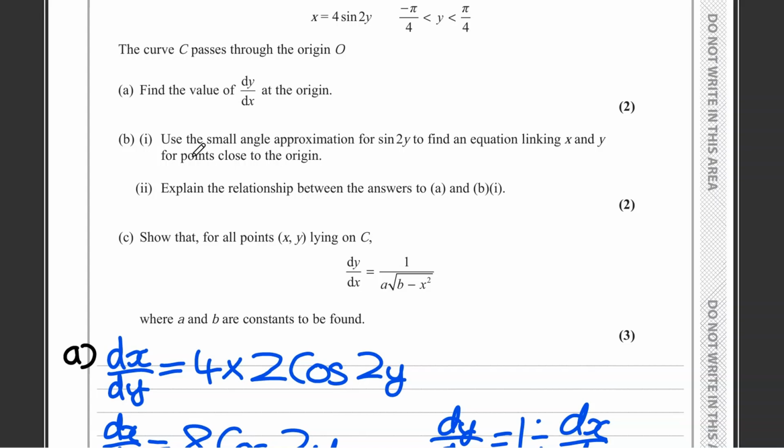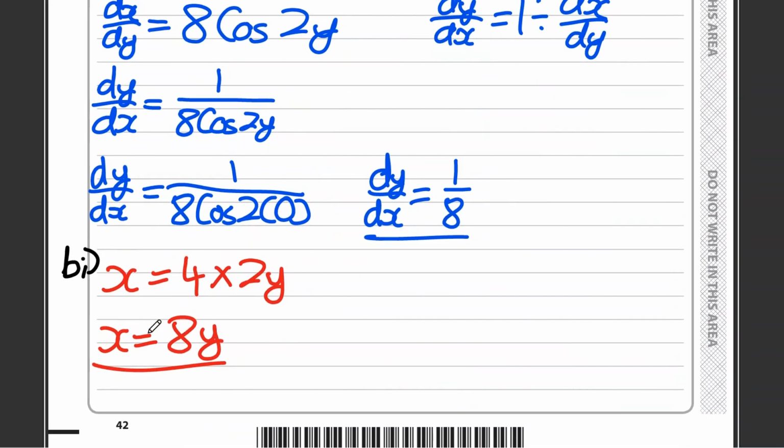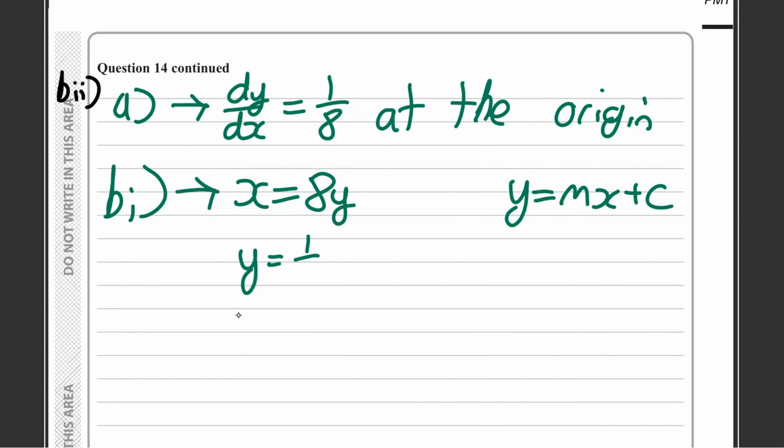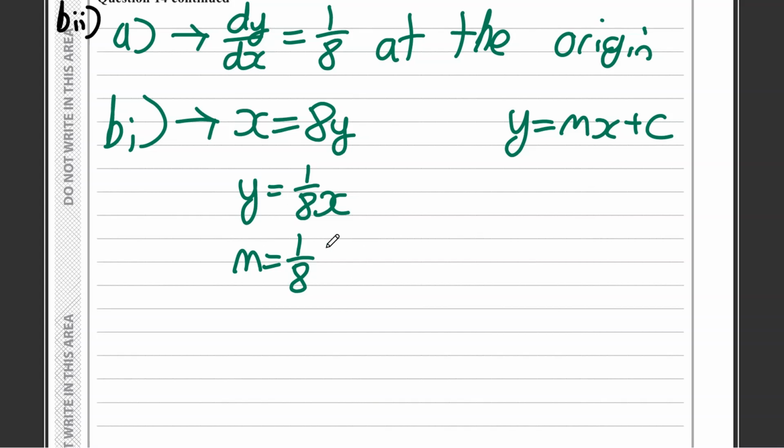And then in part BI, we needed to find an equation that linked x and y for points that are close to the origin, and we found it to be x is equal to 8y. If we get this in the form y is equal to mx plus c for a straight line, so if you divide both sides by 8 here, we get y is equal to 1 over 8x here. So the gradient here is equal to 1 over 8, which is the same as the value for dy over dx here. Remember that dy over dx is the gradient. So the gradient is equal to 1 over 8 at the origin, which is the same as this gradient here.